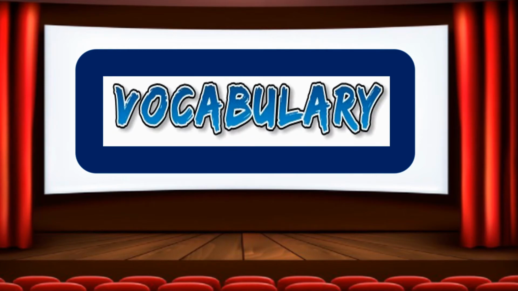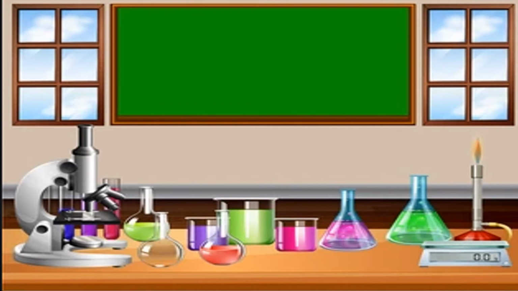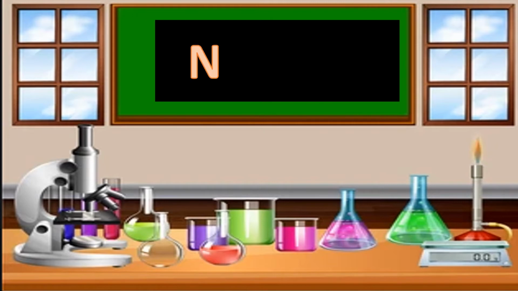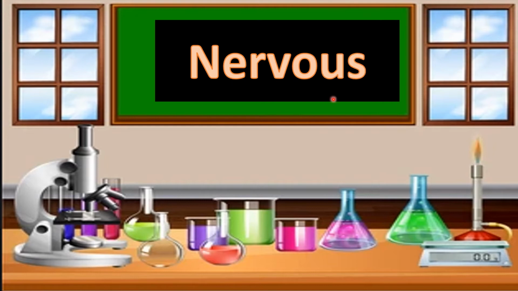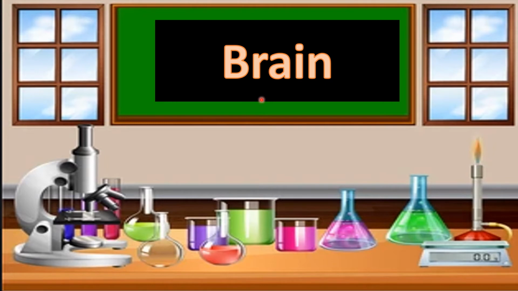But before we proceed, let's have vocabulary words first. So repeat after me. Nervous. Can everybody say nervous? Let's spell nervous. Letter N E R V O U S. Nervous. Next. Brain. Let's spell brain. B R A I N. Brain.